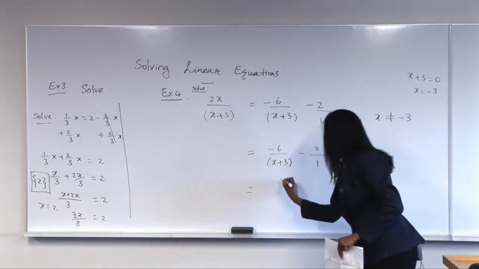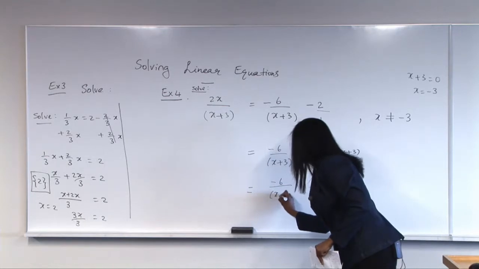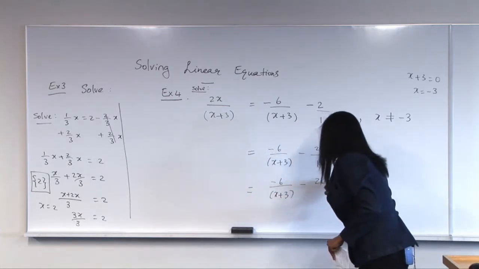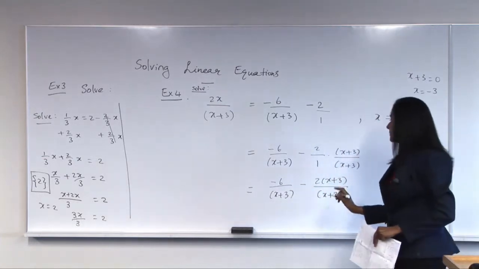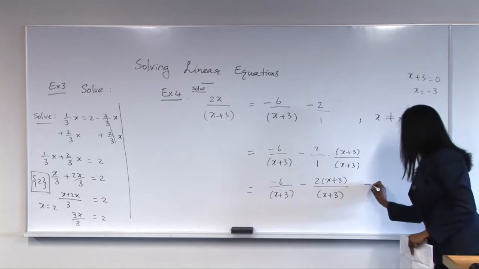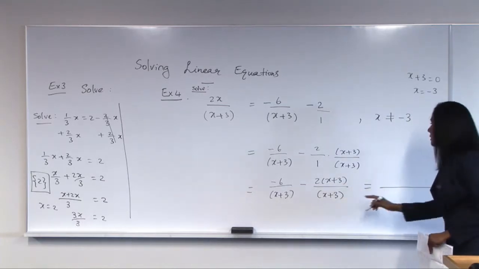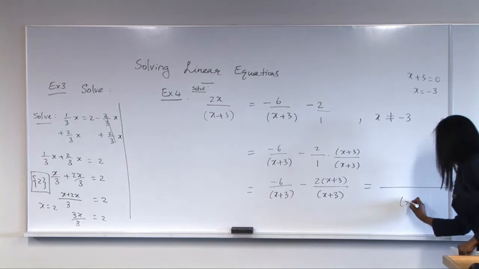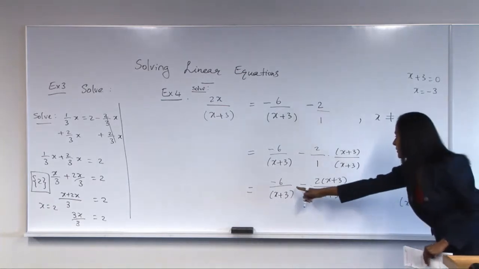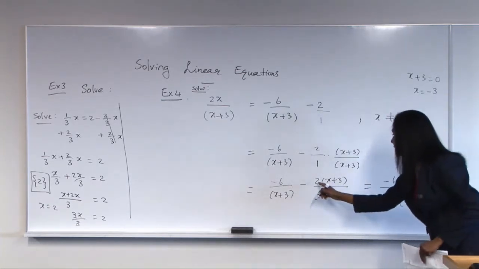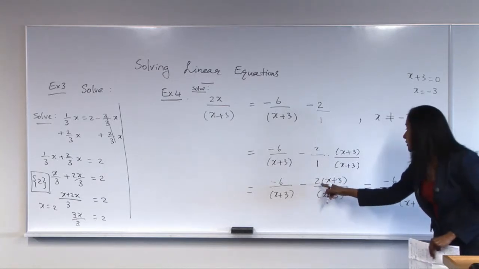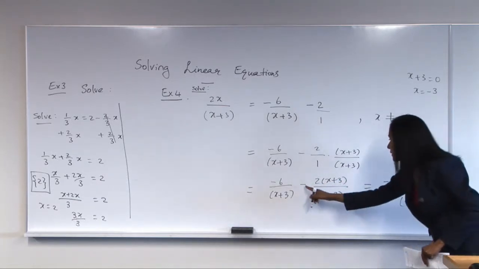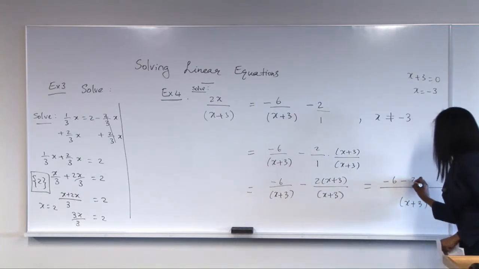So now let me write one more step. We just made the denominators the same. Now we can write it as one step here. So the common denominator is x plus 3. The numerator is, here we have negative 6, here the numerator is negative 2. Do you see why we put the parenthesis here? If you don't have a parenthesis, you will forget to multiply by this negative 2. So here we have a negative 2 times x plus 3.